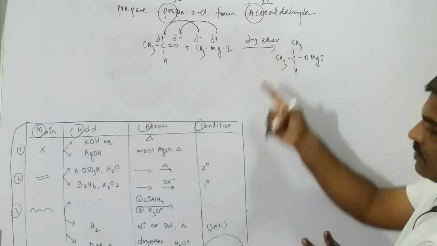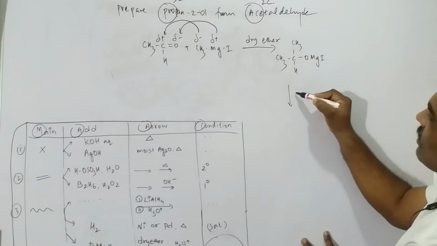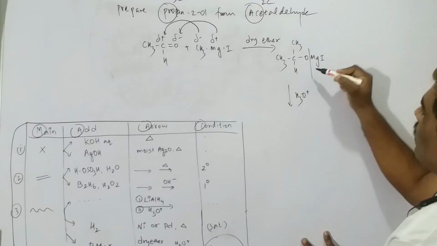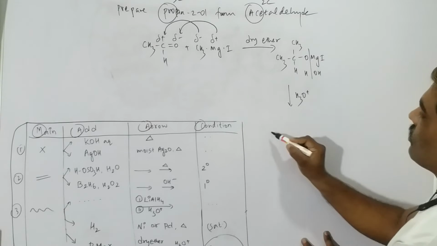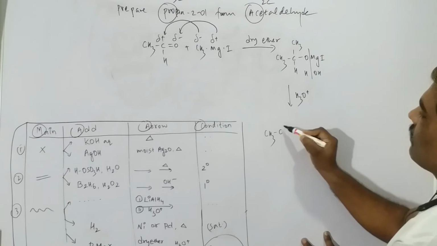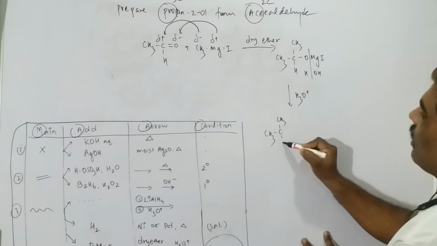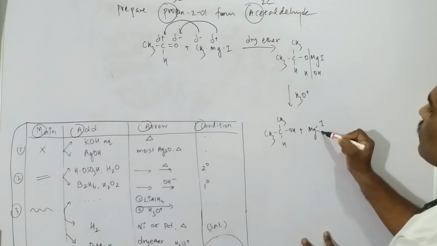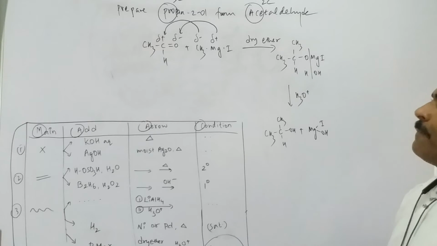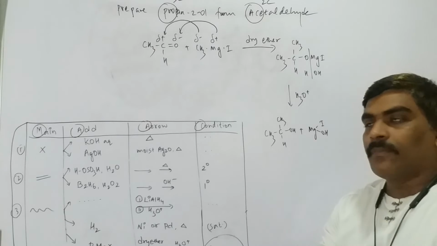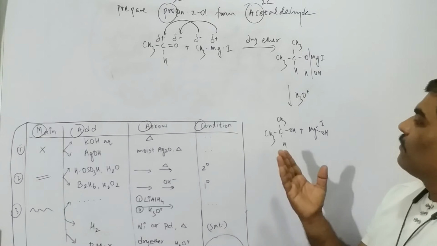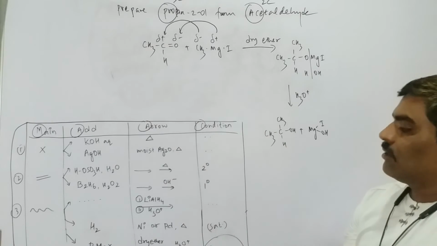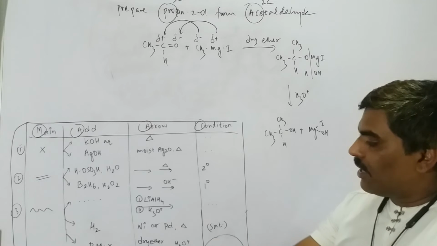Further, acid hydrolysis. So what do we do in this? We cut here, we'll put HOH. So see the product, CH3CHOHCH3, plus MgIOH. So here propan-2-ol is prepared from acetaldehyde by using Grignard's reagent.